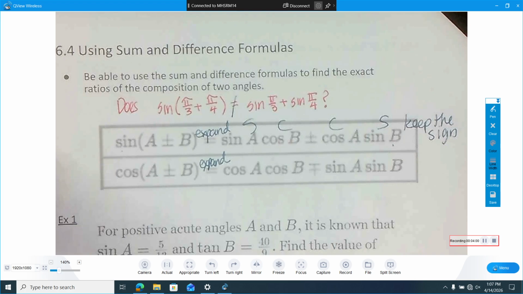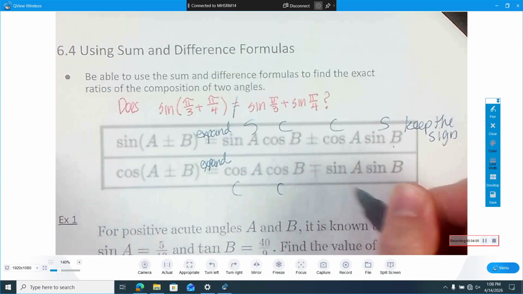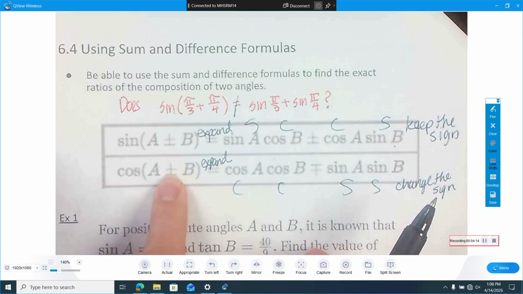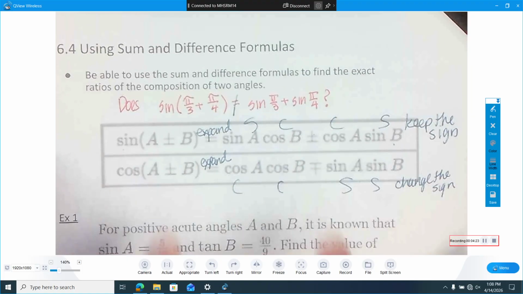If I have the cosine of the sum of two angles and I want to expand that, then I think to myself, cosine, cosine, sine, sine, change the sign. So if we have the sum of the two angles, then we use the negative. If it's a negative, we change it to a positive. That's how I keep these straight. If it's the sine of two angles, then sine, cosine, cosine, sine, keep the sign. If it's the cosine, cosine, cosine, sine, sine, change the sign. Okay, it's like a song.